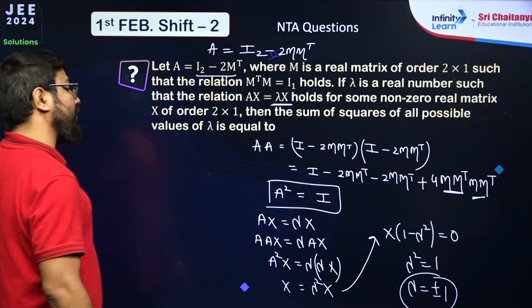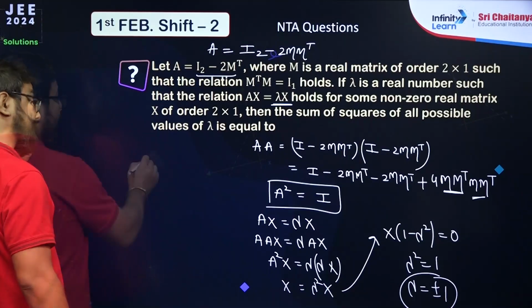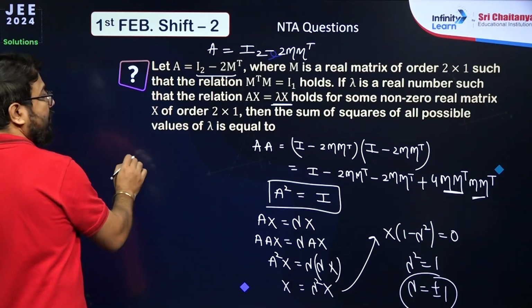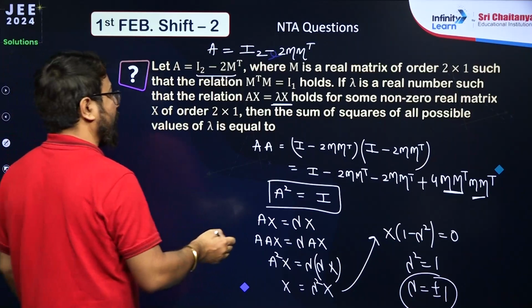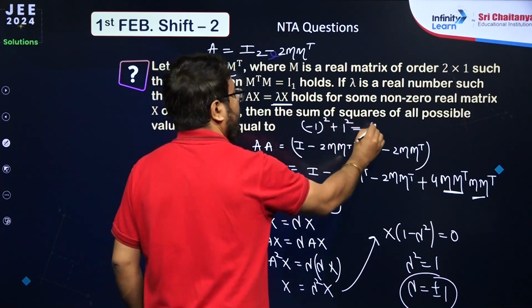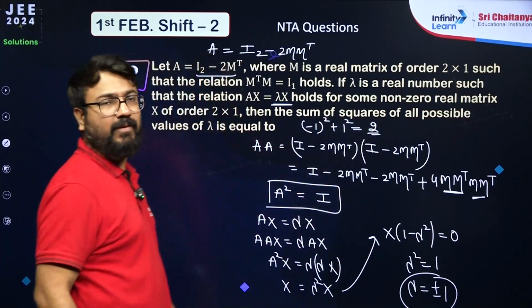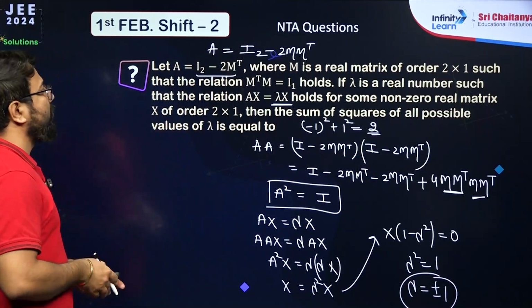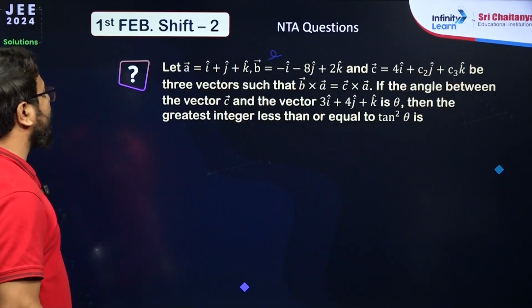If lambda is plus minus 1, then definitely the sum of the squares of all possible values of lambda is minus 1 square plus 1 square, that will be 2. So the answer to the question will be 2. I hope you understood this problem. Moving ahead to the next one.